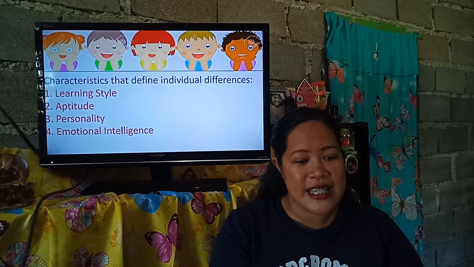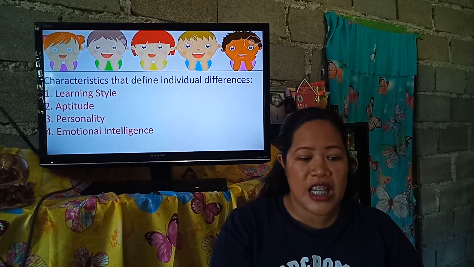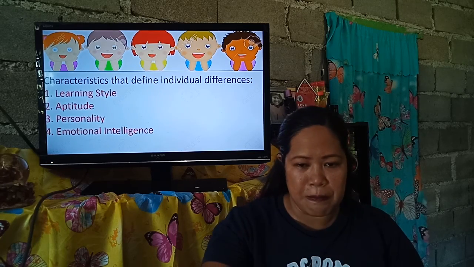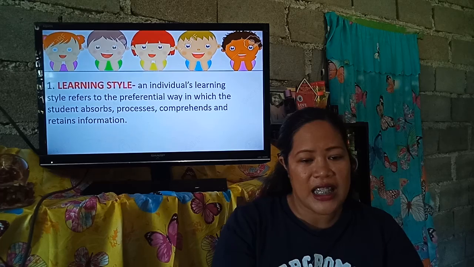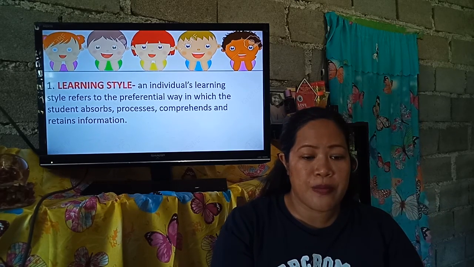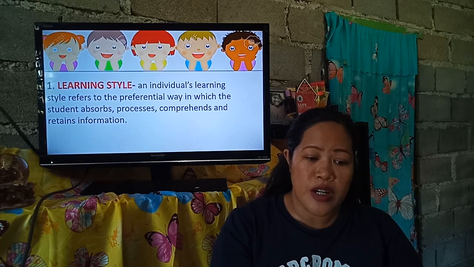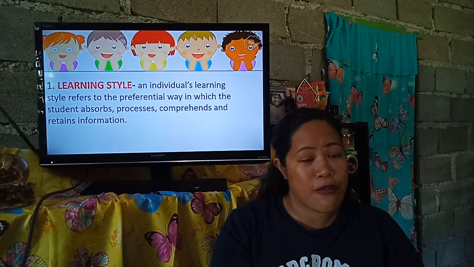First is the learning style. Second is the aptitude. Third, personality. And fourth, emotional intelligence. Number one is learning style. An individual's learning style refers to the preferential way in which the student absorbs, processes, comprehends, and retains information.